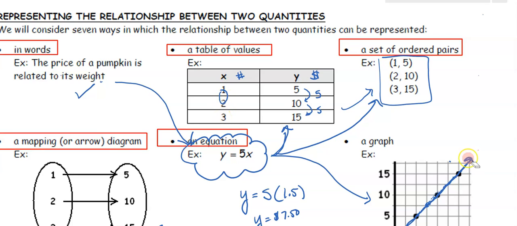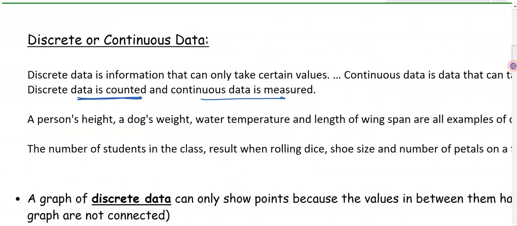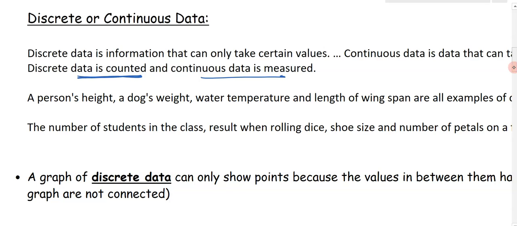And so if this data is discrete, I wouldn't draw a line through the graph because in between has no meaning. It's just the points. It's still a linear relationship, but it's based on discrete data, data that can be counted. Okay, so here's some examples. A person's height, dog's weight, water temperature, length of wingspan are all things that can be measured. Okay, so that would be continuous data.